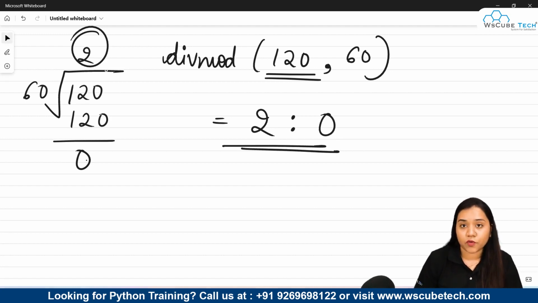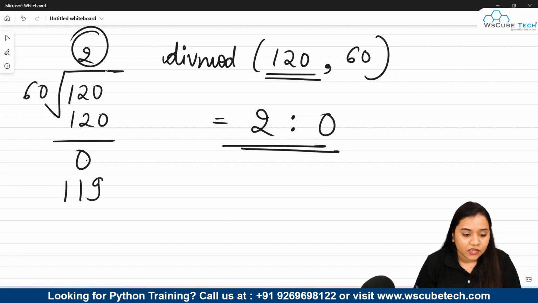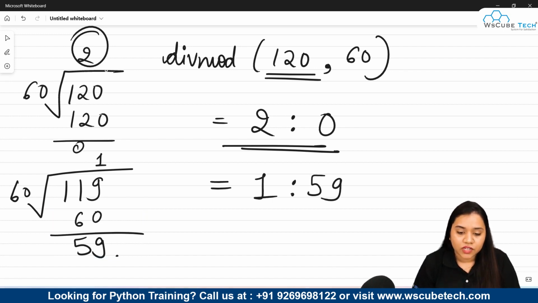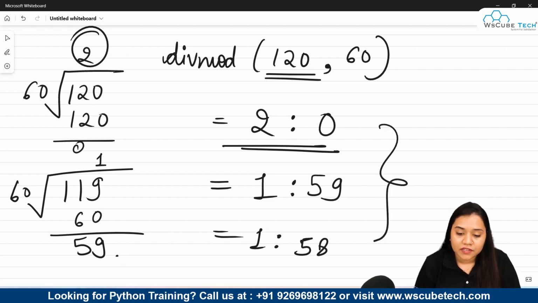Similarly, after 1 second, how much would the value be? After 1 second, the value would be 119. So if I divide 119 by 60, what would happen? 60 goes 1 time and the remainder would be 59. So in that case, 1 minute 59 seconds would come. Similarly, for the next iteration, it will be 118. For 118, it would be 1 minute and 58 seconds. In this way, we will be receiving the output.